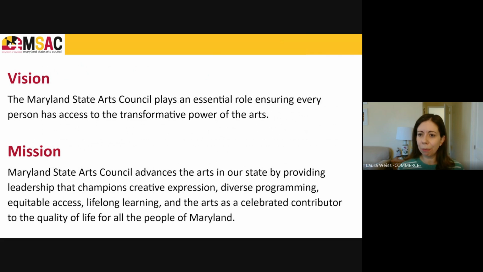Next is our vision statement, and that is that the Maryland State Arts Council plays an essential role ensuring every person has access to the transformative power of the arts. And we do that through our mission, which is to advance the arts in our state by providing leadership that champions creative expression, diverse programming, equitable access, lifelong learning, and the arts as a celebrated contributor to the quality of life for all of the people of Maryland.